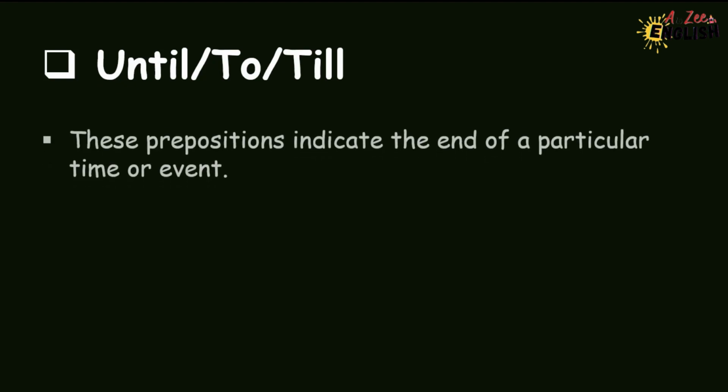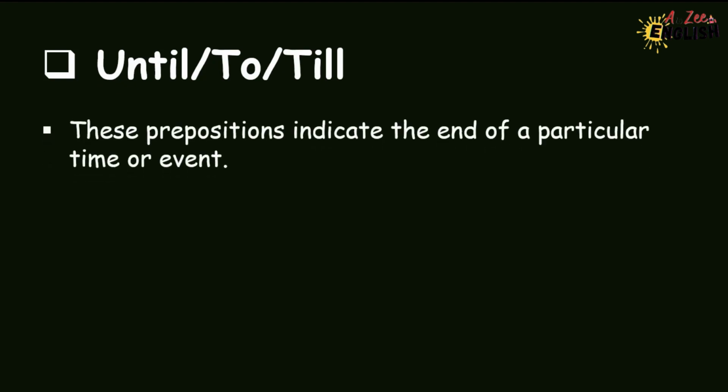Until, to, and till. These prepositions indicate the end of a particular time or event. The store is open until 9 p.m. "Until" specifies the closing time of the store, which is 9 p.m.